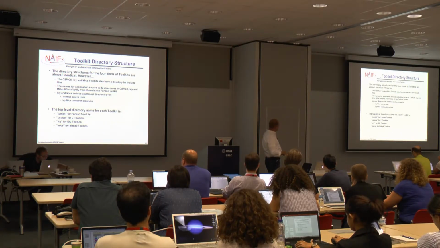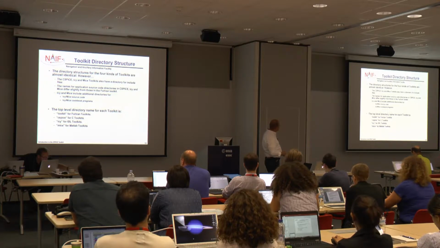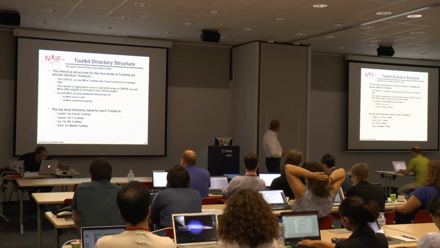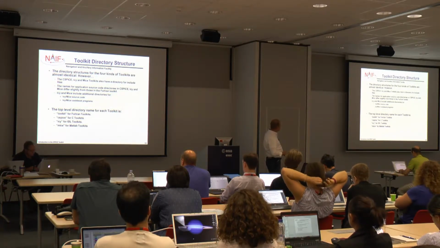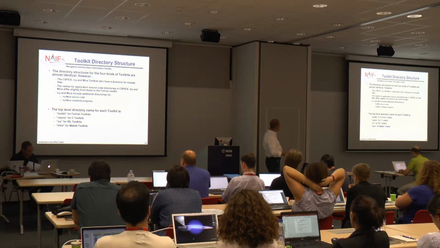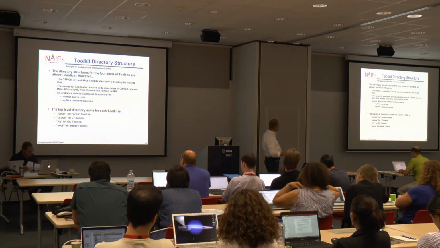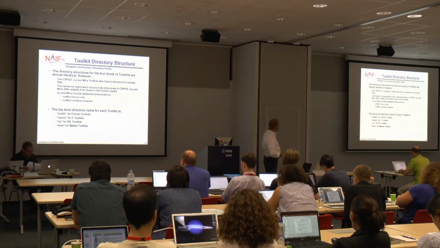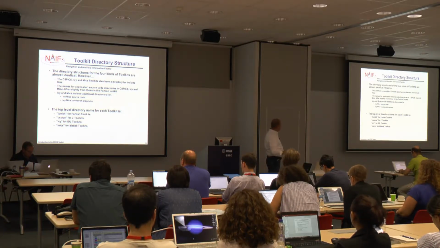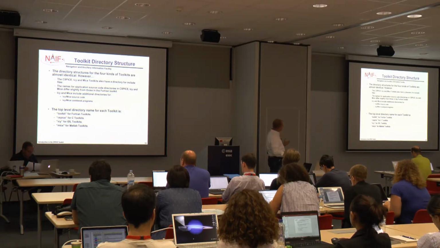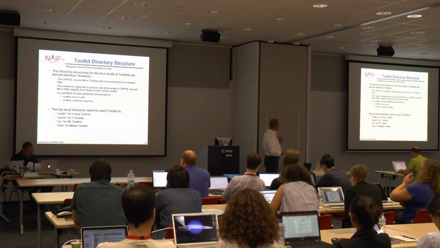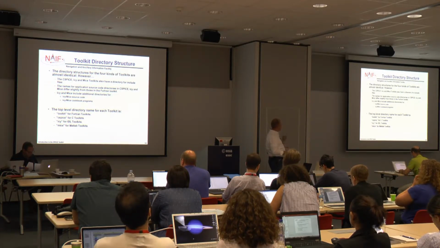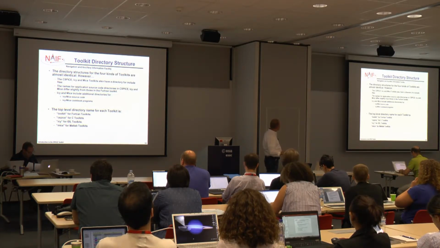So now let's talk a bit about toolkit directory structure. The toolkit directory structure for the four kinds of toolkits is almost identical with one exception. In CSPICE, ICY, and MICE toolkits, there is a directory for include files. Well, the names for applications source directory in the toolkit are slightly different as well, and I'll show that when I do a demo in about 5 to 10 minutes.